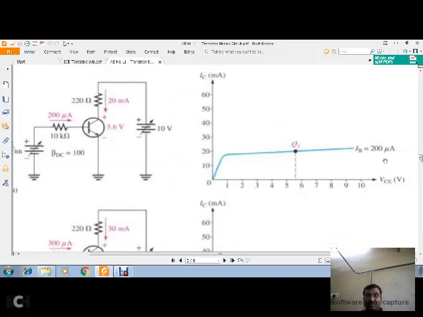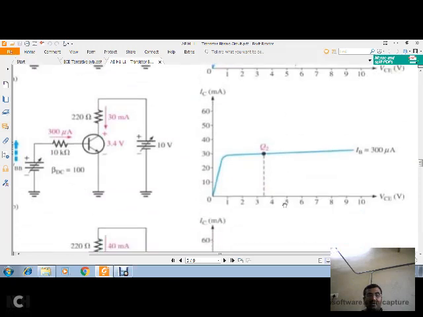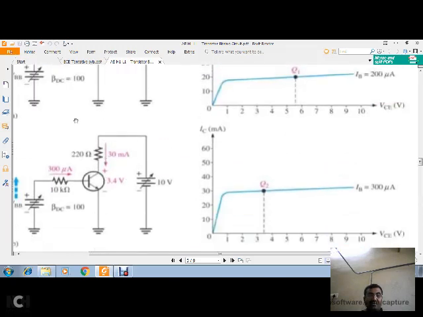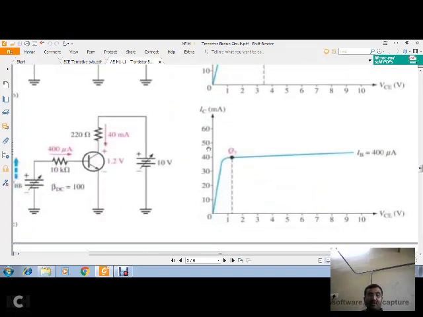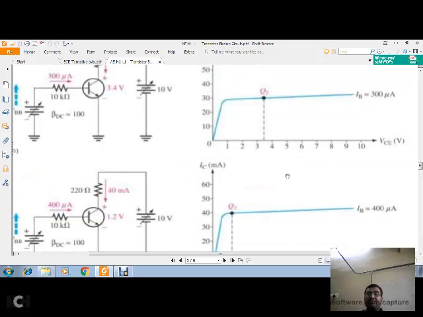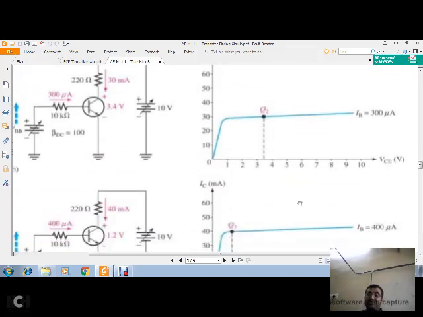So this curve and this Q point we get only because we already considered a few parameter values, right? Like you have IB value changed from 200 micro to 300 micro. See the change in IB. So there is a change in VCE, respectively 3.4. So this is a new Q point, at 30 milliamperes of IC. Like you increase IB to 400 microamperes, see here. For 1.2 volts of VCE you get 40 milliamperes of current. You get 3 Q points, different Q points on different IB values.